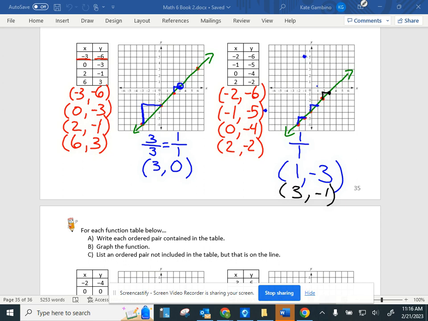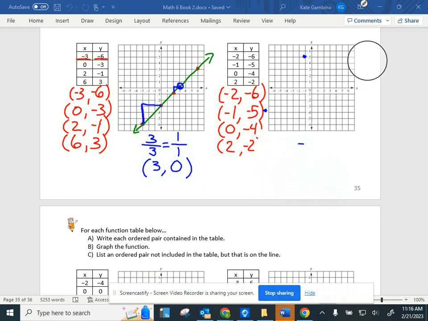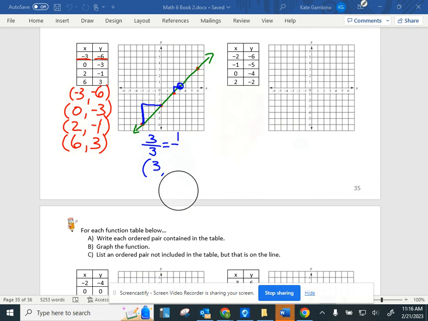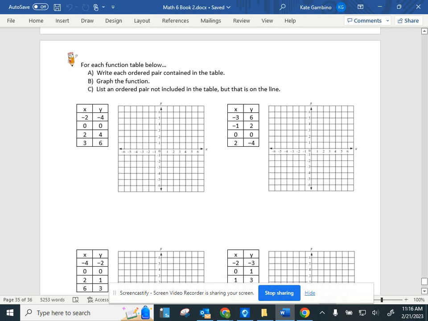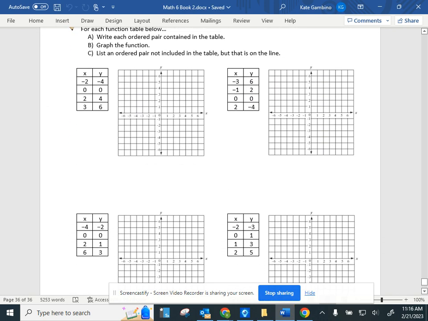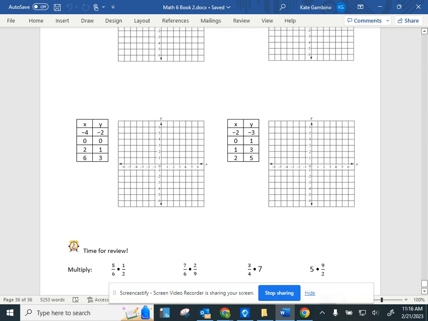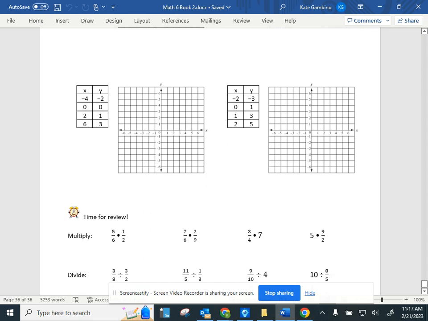So I'm going to let us work on the second page on our own, quietly working. And if you want to work with me on some of them, I will be at our side table. We are doing the same 3 directions. Write the ordered pair, graph it, and then to find an ordered pair that's not already listed, find the slope and go up and over. Pay attention if it's a negative slope, which direction you're going.